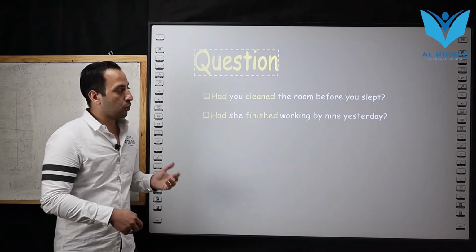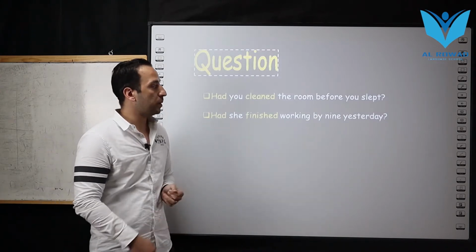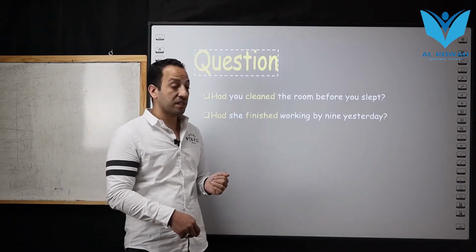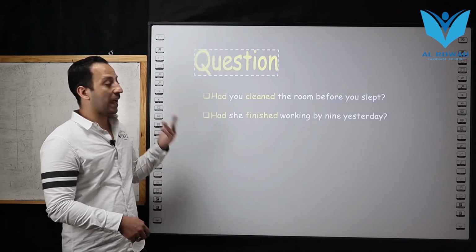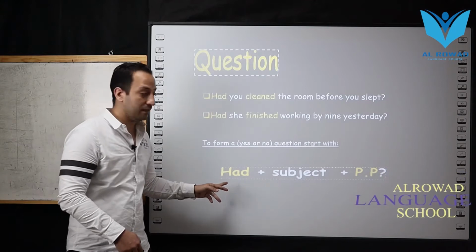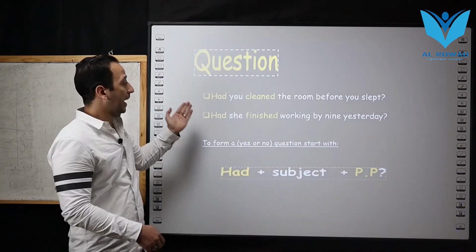To make a yes or no question, look at this example. Had you cleaned the room before you slept? Had she finished working by 9 yesterday? So to form a yes or no question, start with had. After had, put the subject. After that, the past perfect. Had you.